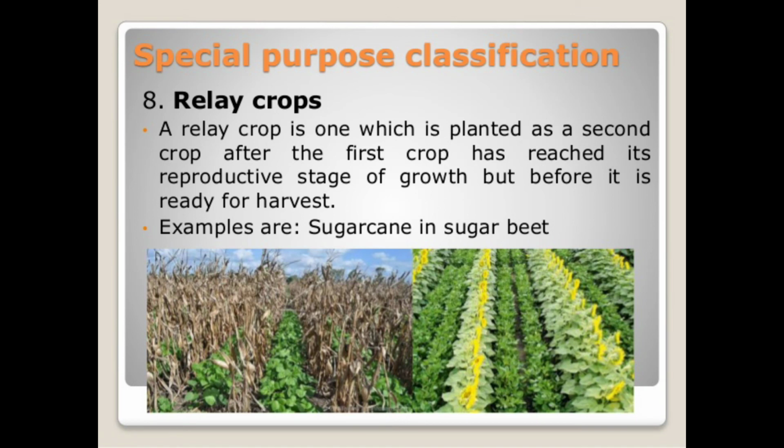Then relay crops. A relay crop is one which is planted as a second crop after the first crop has reached its reproductive stage of growth, but before it is ready for harvest. Examples are sugarcane and sugar beet. We see these as examples of relay crops. Okay, these are the special agronomic use classifications. Thank you.